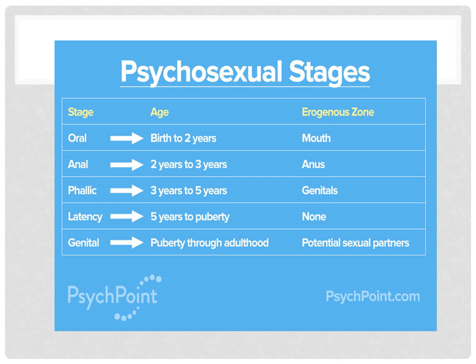All right, now let's go to the third one, which is the phallic stage. Here, the ages are from 3 years to 5 years old, and the erogenous zone is the genitals.